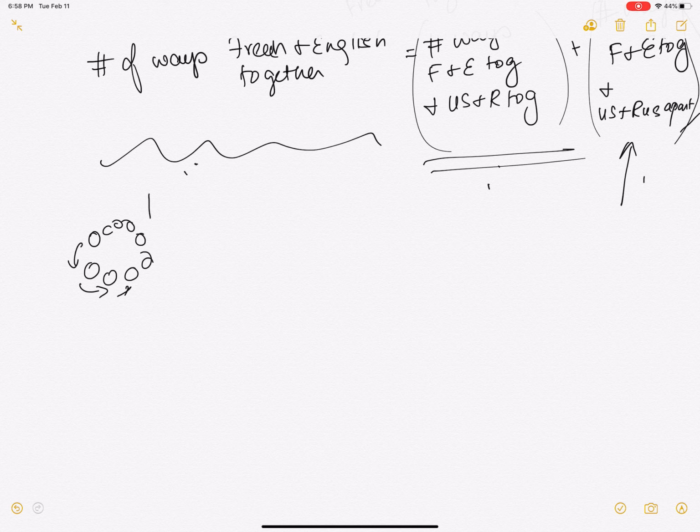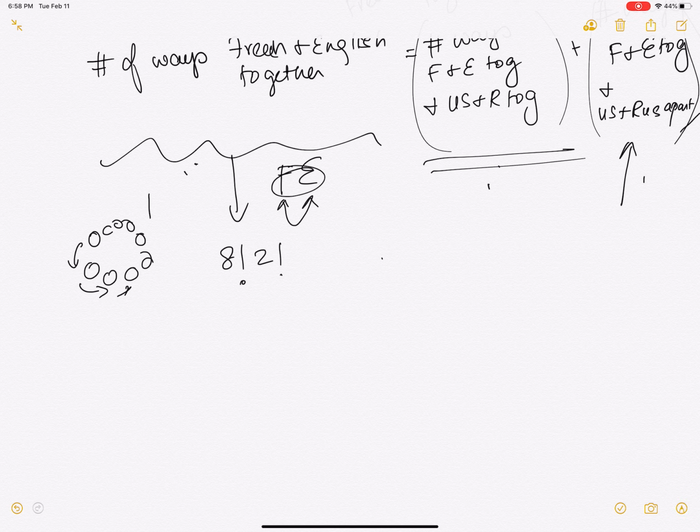So the number of ways that the French and the English sit together would be 8 factorial, because it's a circular table. If it was straight, it would be 9 factorial. And the French and the English were tied together, and now you can untie them, and they could be French to the right of the English or French to the left of the English, so you would have 2 factorial. So that's the number of ways you have the French together and the English together.